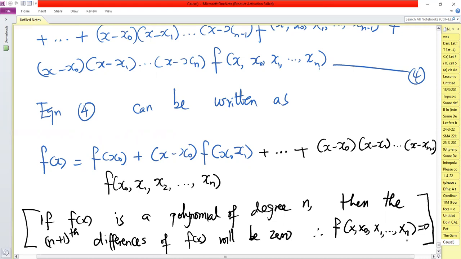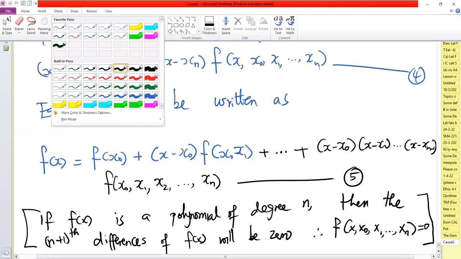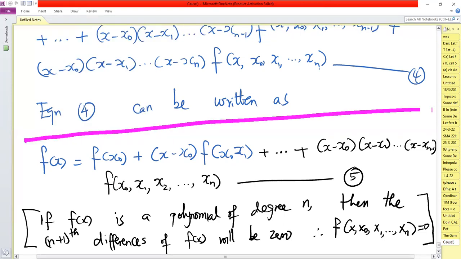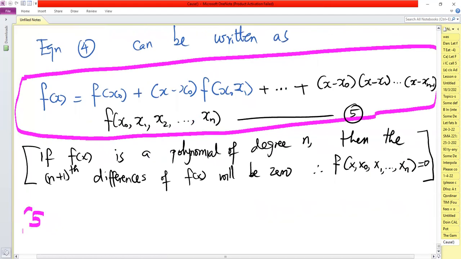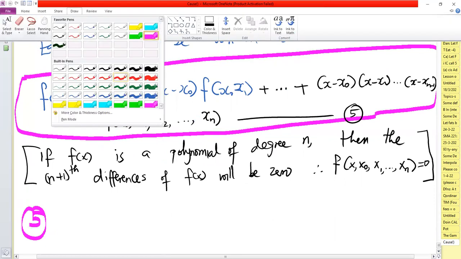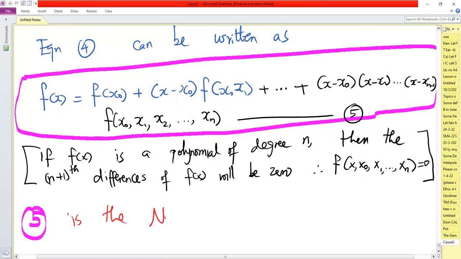So therefore, let's call this one equation 5. And equation 5 is what we call Newton's general divided difference interpolation formula.